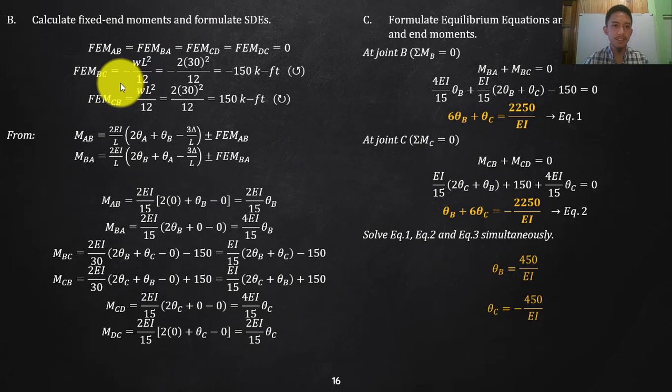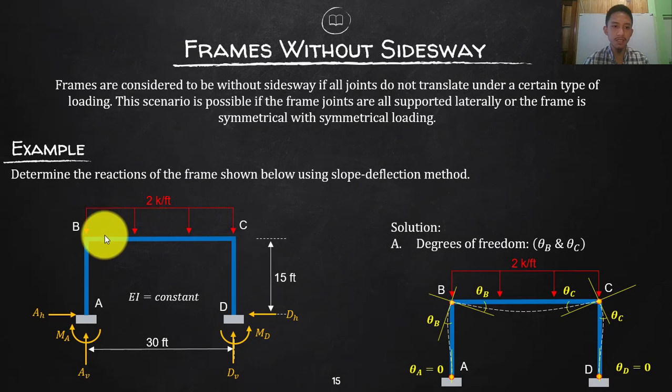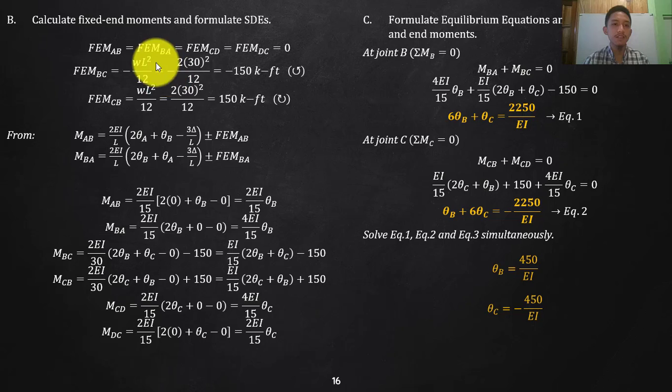So again, that is why we have here WL squared over 12. Since your point B is on the left, that is negative, and C is on the right, so that is positive. So positive and negative, WL squared over 12. Therefore, our W is 2 kip per feet, and your length there is 30, and then over 12. So your FEM on the left side, joint B, is negative 150, that is counterclockwise, and on the right side it is positive 150 kip feet.